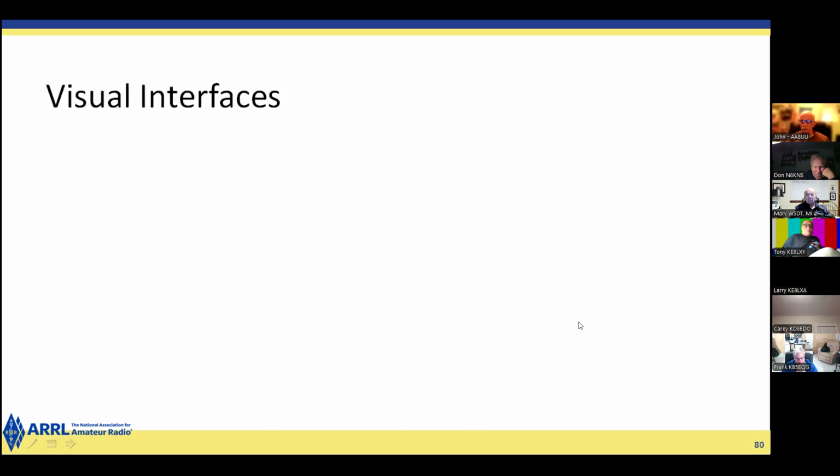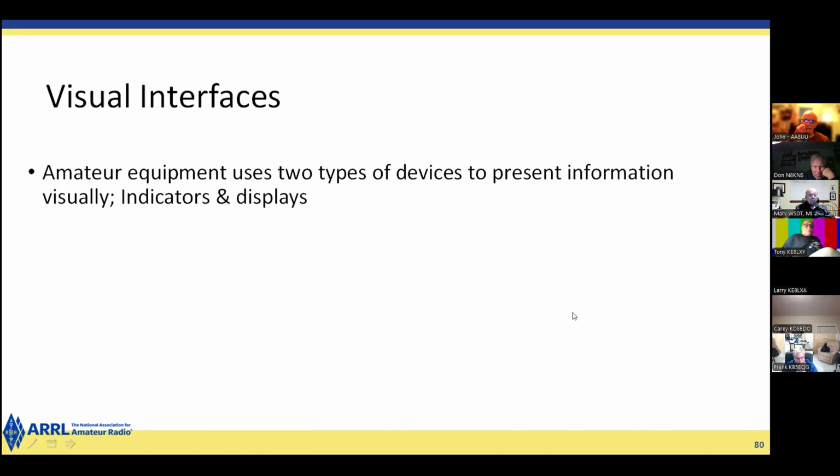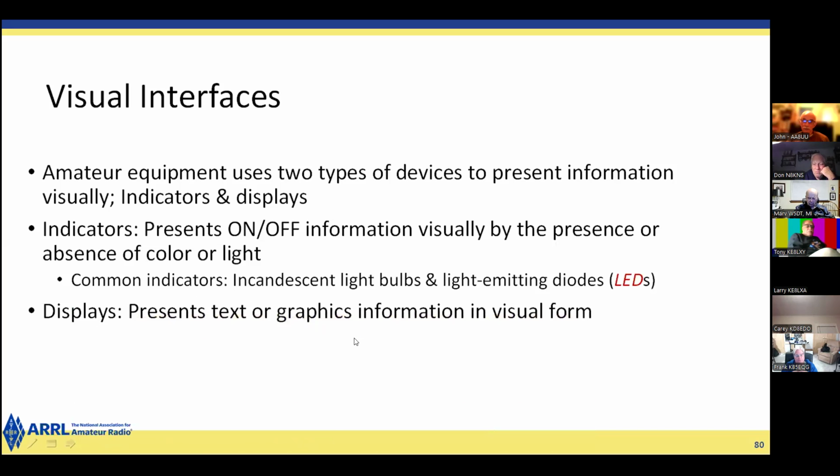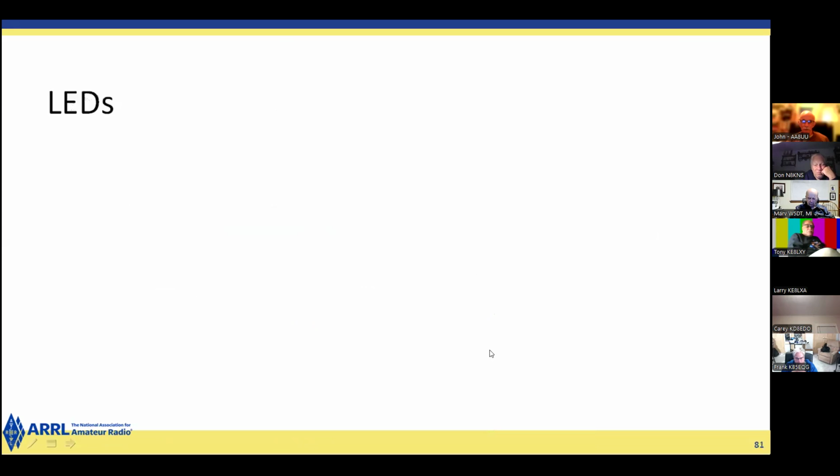1 bit. And that was that. Amateur equipment uses 2 types of devices for information visibility: indicators and displays. Indicators present on-off information visually by the presence or absence of color or light. Common indicators are incandescent light bulbs and light-emitting diodes. Displays present text or graphics information in a visual form.